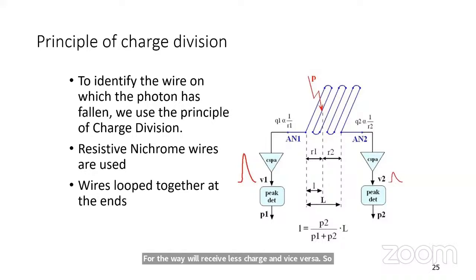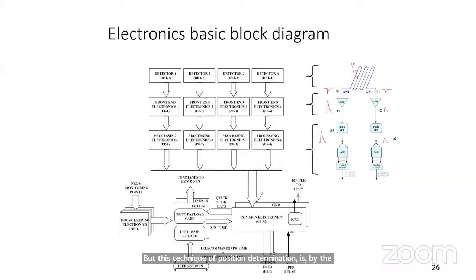So the amplitude of the charge pulses collected at the anode ends is linearly related to the distance from the point at which the photon has impinged. Dividing the pulse amplitude at one end by the sum of the pulse amplitudes at both ends, we obtain the position of the point of interaction of X-ray photons along the length of the wire. This technique of position determination is what is called charge division. I'll not go into the details of this.